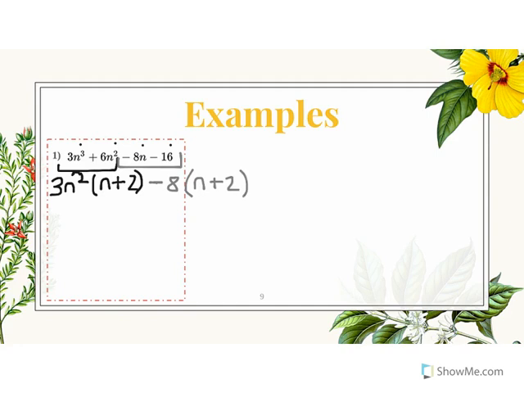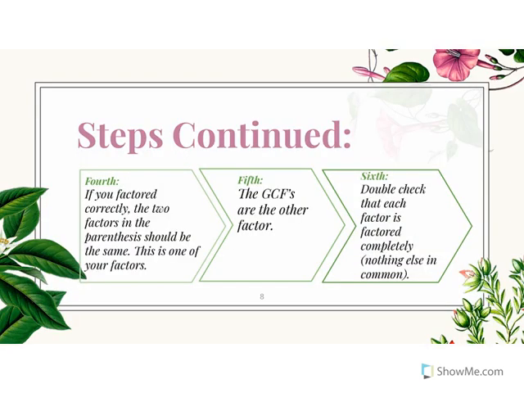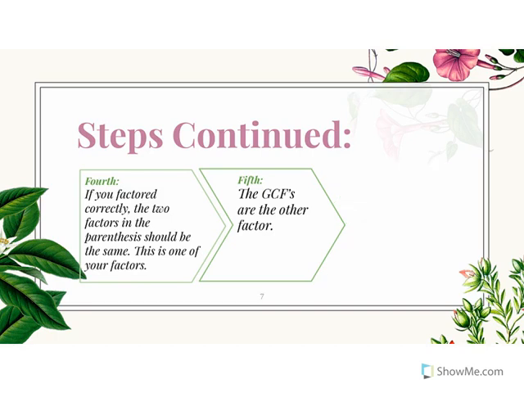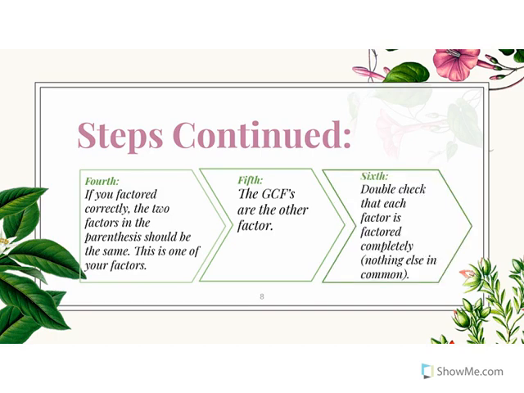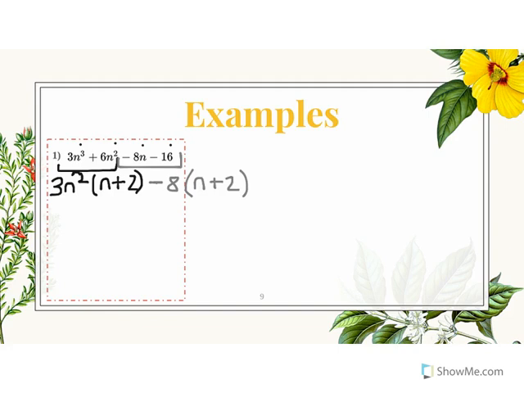So on our steps, when I was showing you guys this, you can see that I said we don't really factor correctly if the things in the parentheses are not the same. So we want to double check that the thing in the parentheses is actually the same, and it is, so that's actually one of our factors. In the next step, I said that the GCFs, the actual values that we took out, the GCF of the first two terms and the GCF of the last two terms, that's actually our next factor.